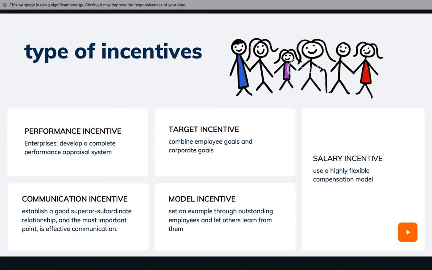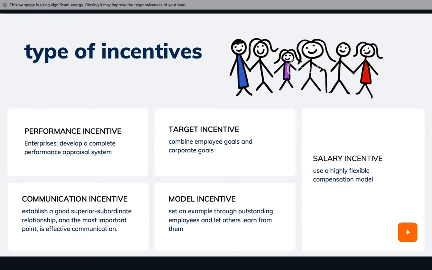The first one is performance incentive. Enterprises should develop a complete performance appraisal system to let employees know their performance appraisal results, which is conducive to their clear understanding of themselves. If an employee is aware of the company's evaluation of his or her work, it will have an incentive effect. Performance appraisal can mobilize employees' enthusiasm for work and is more conducive to the development of the enterprise.